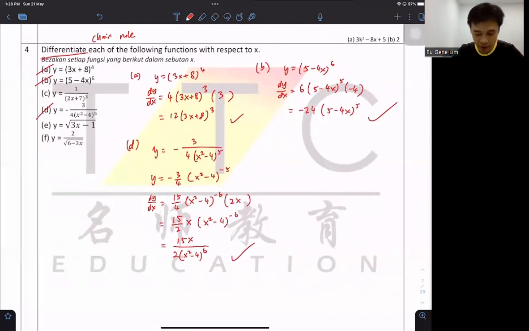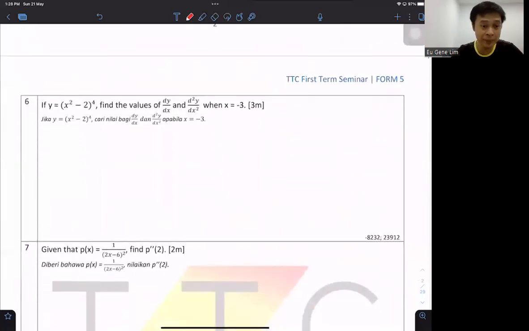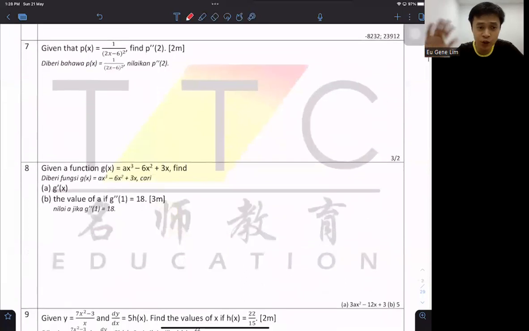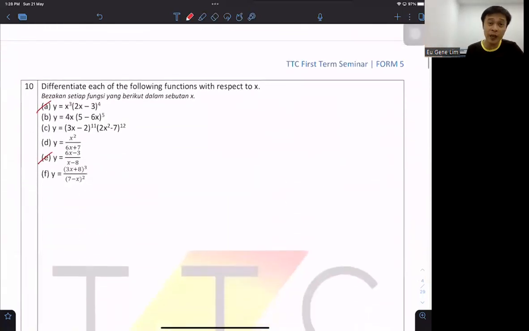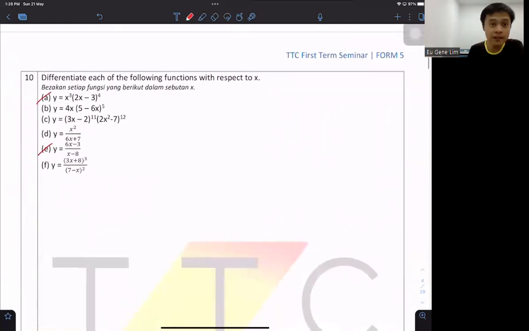Okay, let's look at the next one. So now you know how to differentiate. Now you know how to use chain rule. Now let's go to another topic. Let's look at question number 10. This is another method to differentiate. This one a lot more workings, a lot more difficult.